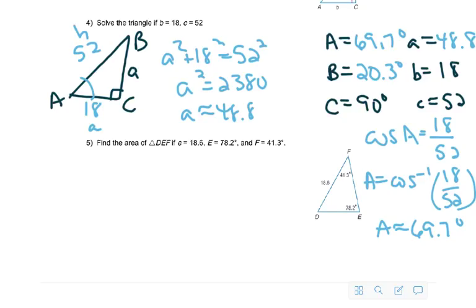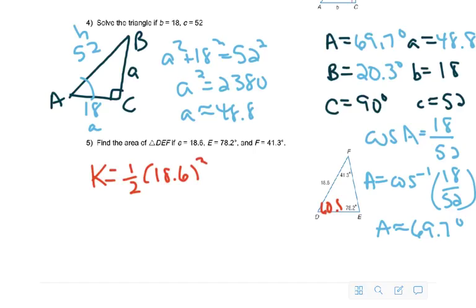Like problems like number 5. In problem number 5, it says, find the area of triangle DEF if E is 18.6, angle E is 78.2 degrees, and angle F is 41.3 degrees. We had an area formula that said if you know 2 angles, you can find the third one, which is 60.5, by doing 1/2 of the given side squared.